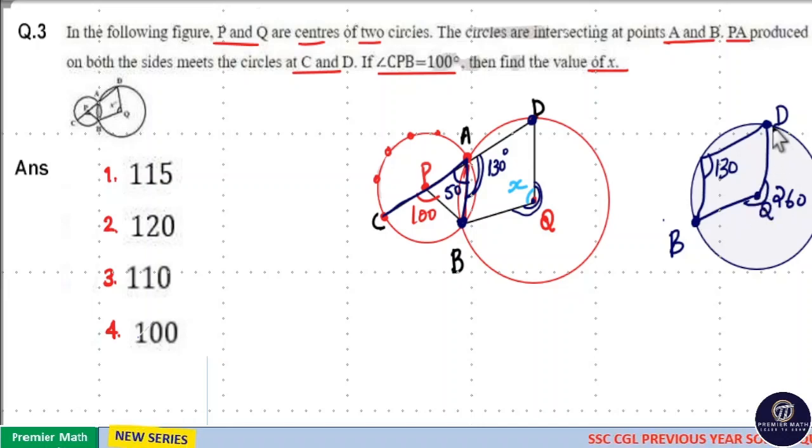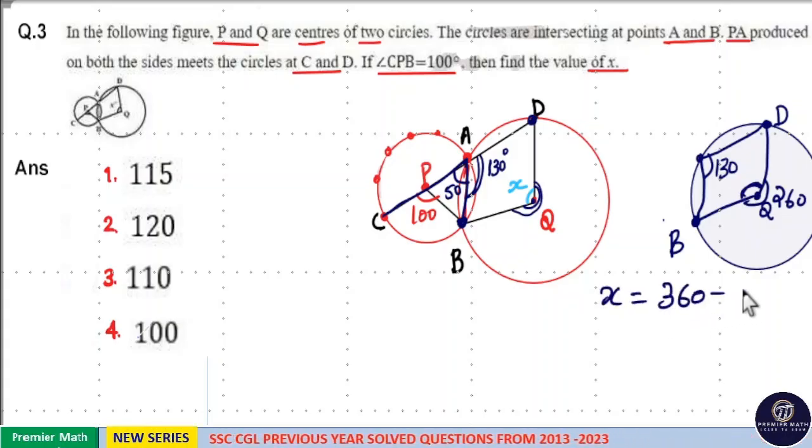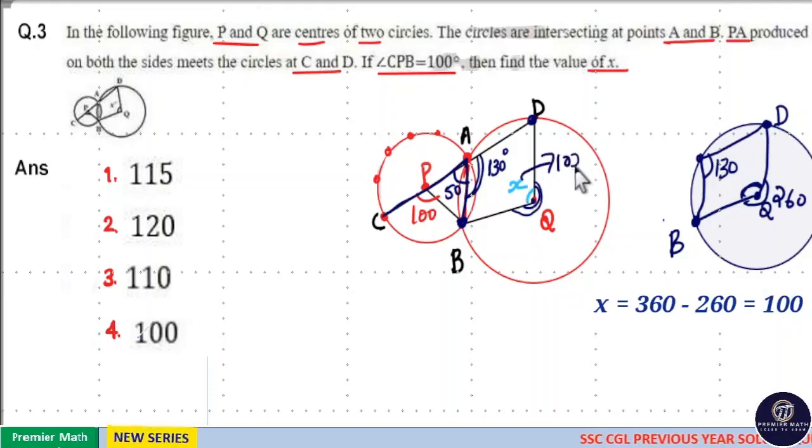Then the same arc BD can create half of 260, 130, at any point on the circumference of the circle. Now you can see angle BQD, that is x, is equal to 360 minus 260, which is equal to 100 degree. So this angle x is equal to 100 degree. Option 4 is your answer.